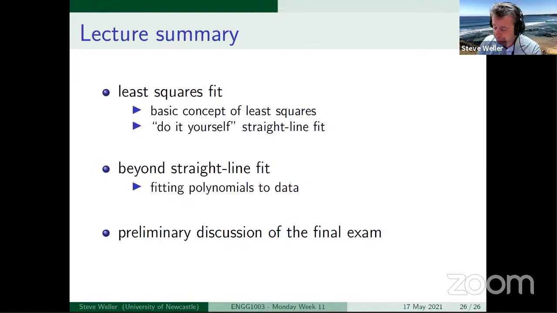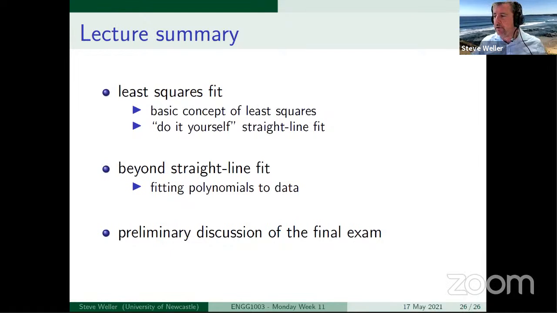And that was the second step in today's lecture, the second extension, where we actually did a do-it-yourself straight line fit, and we're able to reconcile our results with the curve fit function. And then the third step today was to go beyond a straight line fit to give you the tools and the confidence to be able to fit, say, a parabola or a cubic to a data set that was given to you. So that's the conclusion of the lecture content.